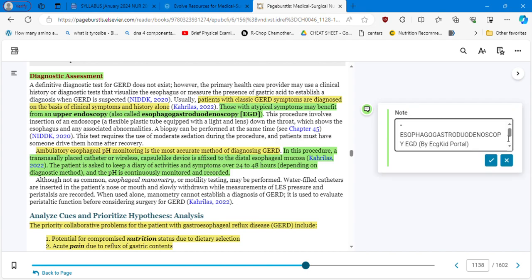I explained in class, esophageal gastroduodenoscopy means that the endoscope is going to enter through the esophagus and observe the gastric area until the duodenum. That's why the name is esophageal gastroduodenoscopy. Let's watch this video.